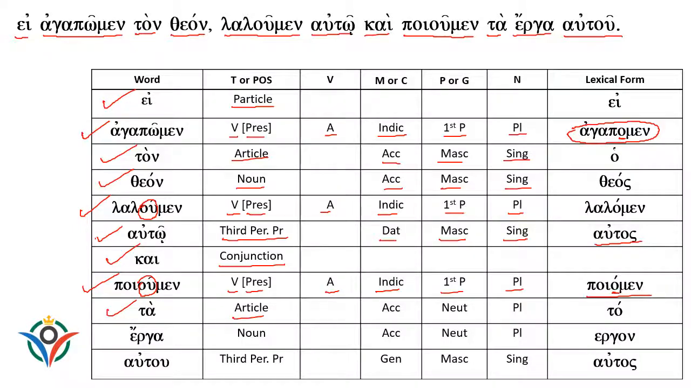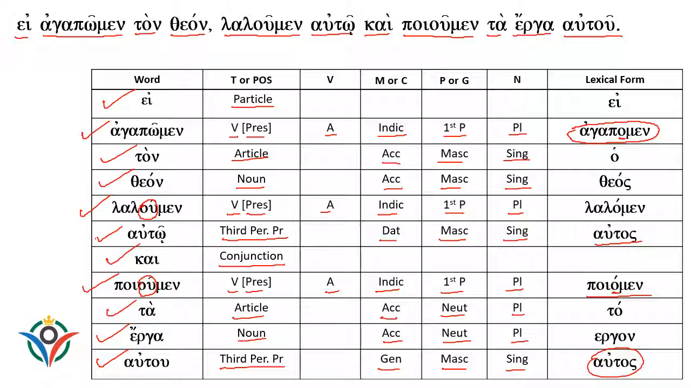All right, ta could be nominative, but in the context, it's functioning as the accusative. It's neuter, it's plural. All right, we have erga, which is also a noun, also accusative neuter plural. Ergon means work. And then finally we have autu, which is also a third person personal pronoun. It's in the genitive case. It's masculine singular from autos. All right, so let's go ahead and translate this together.